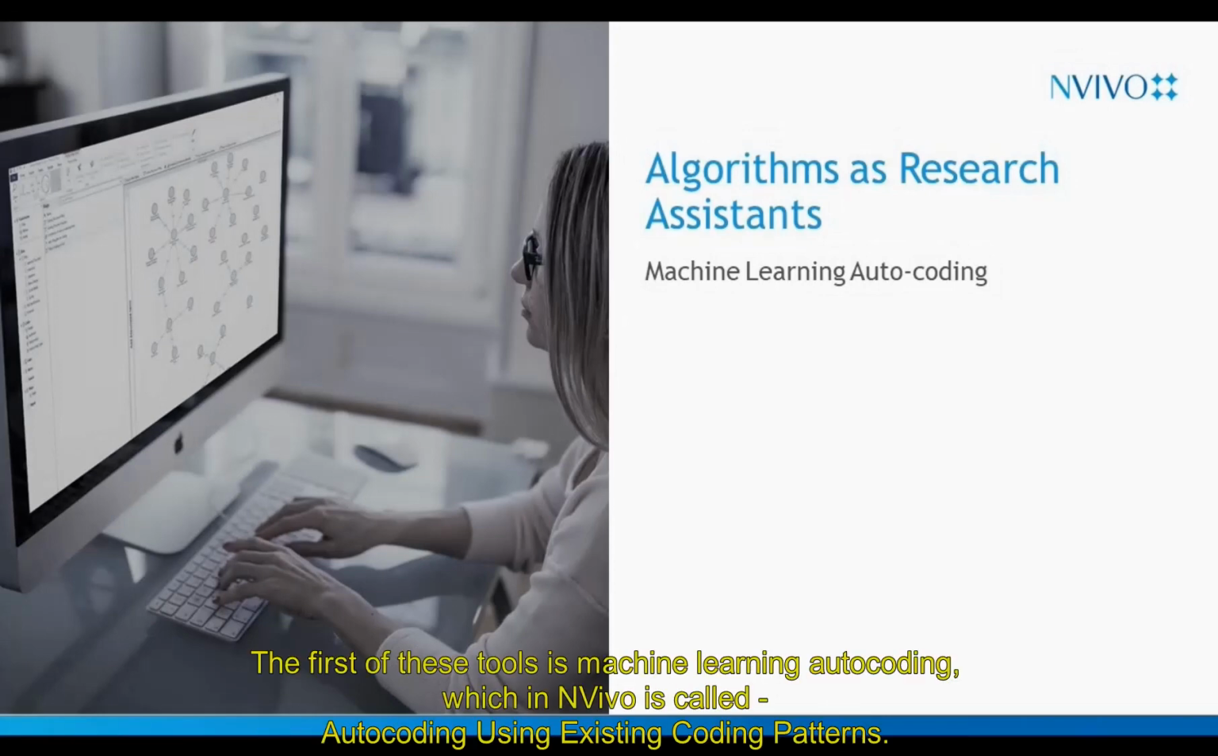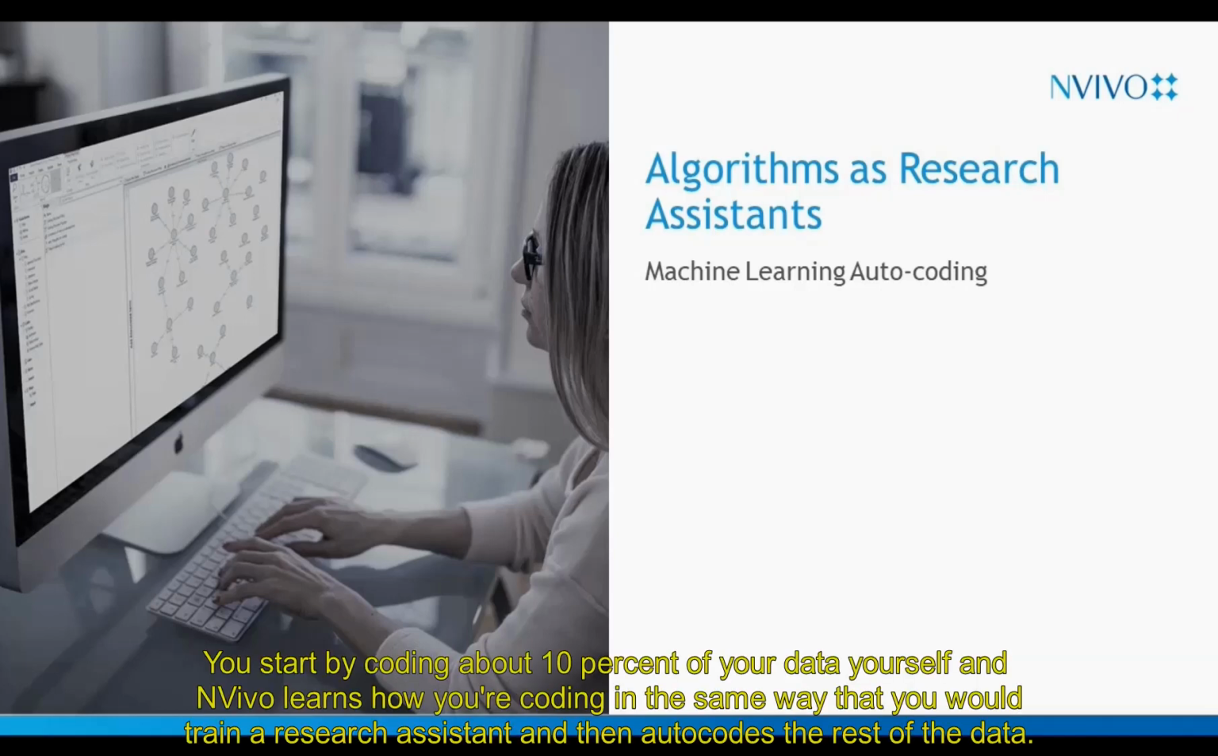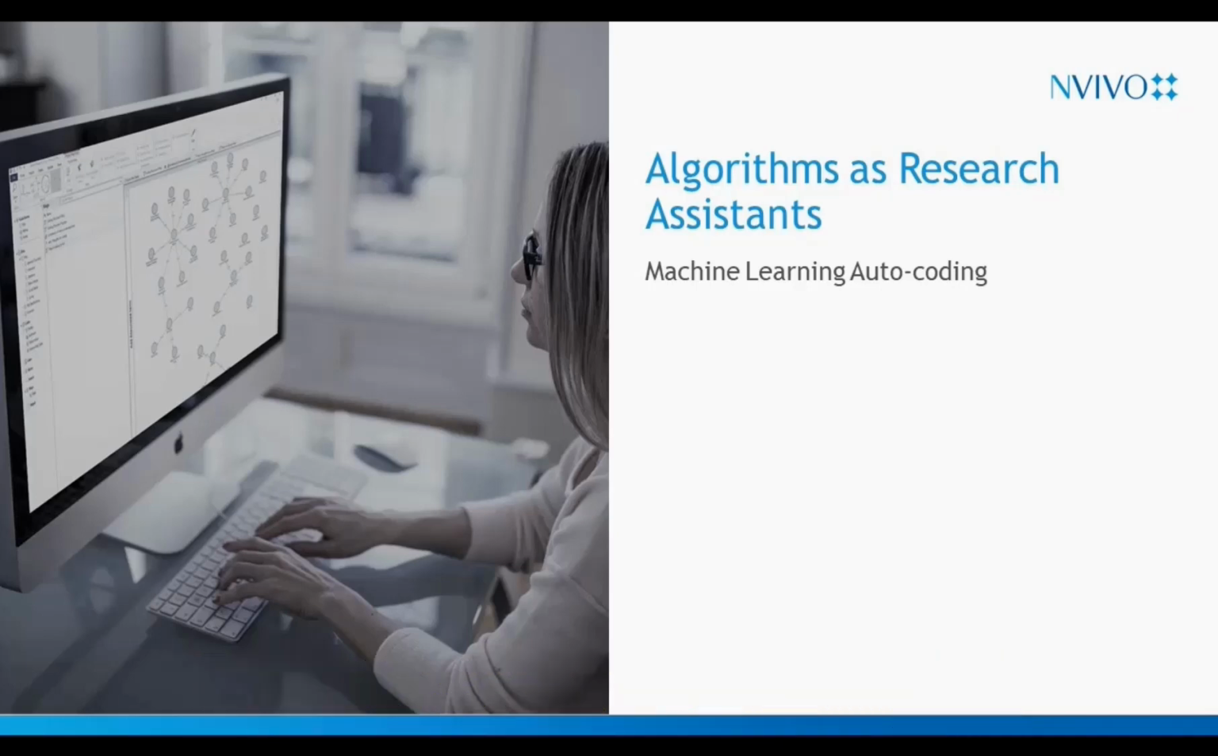The first of these tools is machine learning autocoding, which in NVivo is called autocoding using existing coding patterns. You start by coding about 10% of your data yourself, and NVivo learns how you're coding in the same way that you would train a research assistant, and then autocodes the rest of the data. Let me switch to one of the sample projects in NVivo to demonstrate.